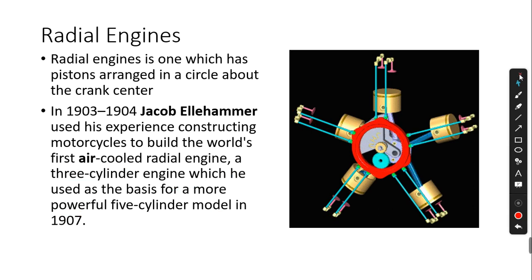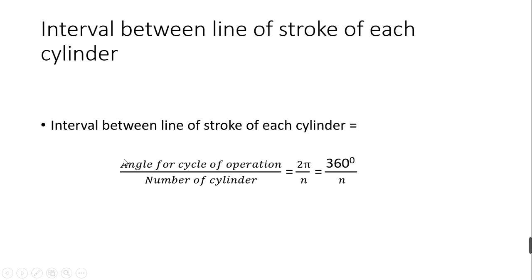Now we will move on to the next topic, that is the interval between the lines of stroke. See, in the case of a multi-cylinder engine, we have found the difference between crank angles. But here, this is not the difference between crank angles. This is the difference between the lines of stroke of each cylinder, and this is found using this equation, that is angle for cycle of operation.